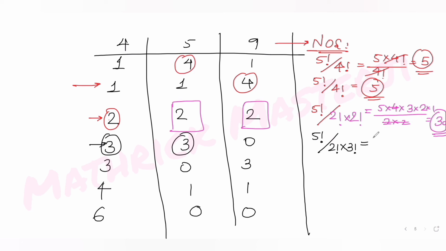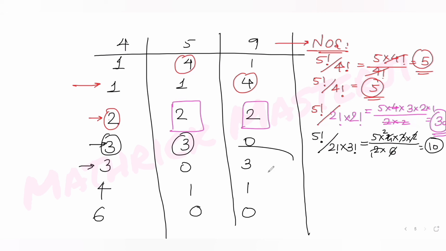So you get from here 5 factorial, which is 5 4 3 2, 2 factorial, which is 2, and 3 factorial, which is 6. So this 6 cancels with this and 2 cancels with this. So you get 10 numbers in this case.